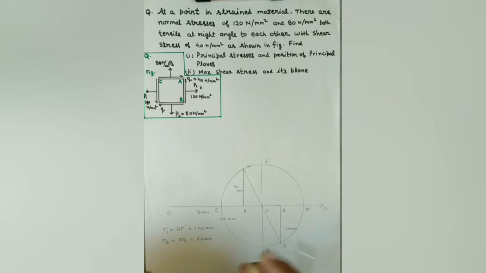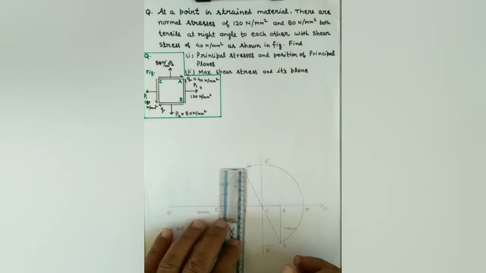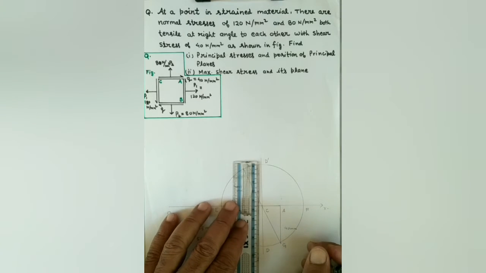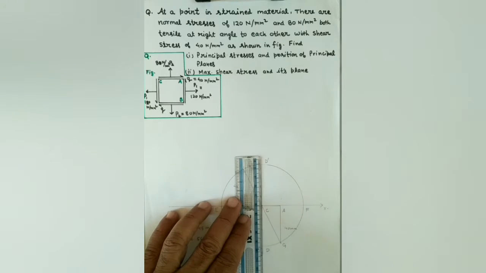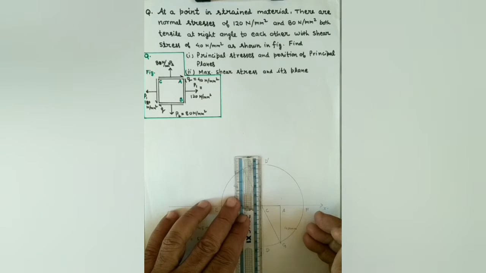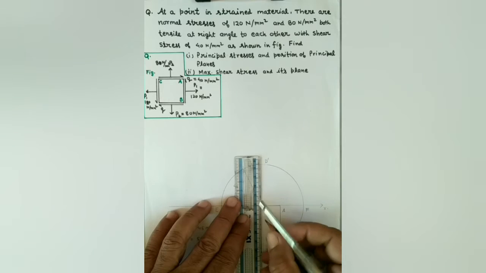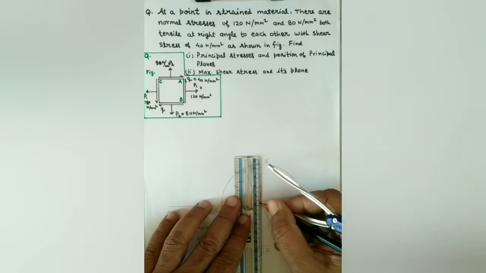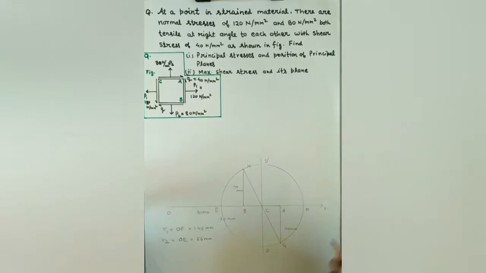Now the maximum tangential stress PT is CD, or in magnitude CD dash, since both are the radius of the circle. So CD is 45 mm. So PT max is 45 Newton per mm square from the Mohr's circle diagram.